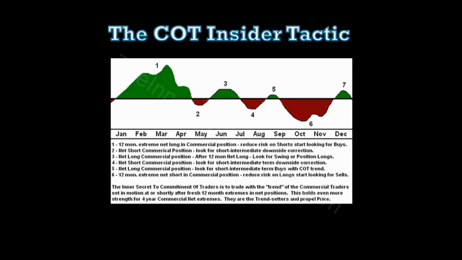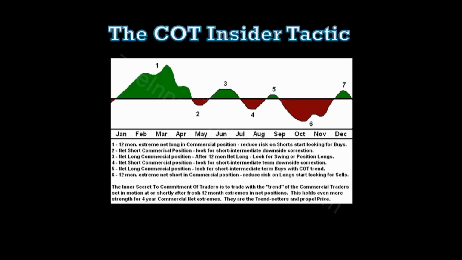The number 2 point in this graphic depiction, you can see the commercials move down to a net short position. This net short commercial position, even though it's very, very small, you can look for short to intermediate term downside corrections. But overall, look what we have. We have a very, very large pre-existing net long position by the commercials at the number 1 point.